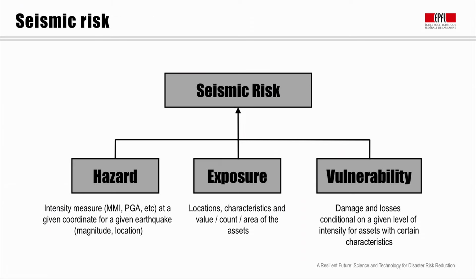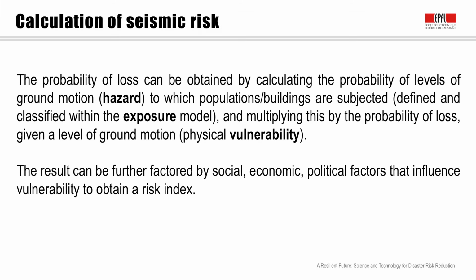Finally, the 3 components, which we addressed separately, can then be combined to calculate the seismic risk, this is, the probability of losses due to earthquakes. This probability can be obtained by calculating the probability of levels of ground motion, that is, the seismic hazard, to which populations or buildings are subjected, defined and classified within the exposure model, and multiplying these by the probability of loss given a level of ground motion, that is, the physical vulnerability. Social, economic, or political factors that influence vulnerability should also be taken into account.